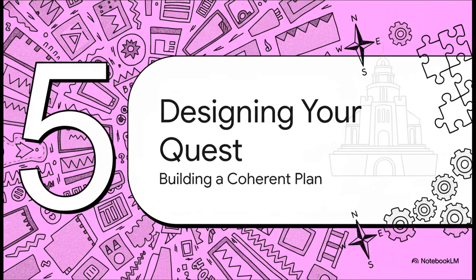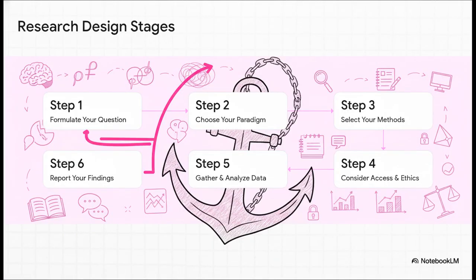So, let's put it all together. How do we take all these layers of the onion and actually assemble them into a complete, logical, and really practical plan for our research quest? A really solid research design follows this path. You start with a great question, of course, but look at step 2. That's the absolute linchpin. You have to consciously choose your paradigm. That choice becomes the anchor for everything that comes after. It dictates which methods even make sense, how you're going to think about ethics, and ultimately, how you'll analyze your data and report what you found.